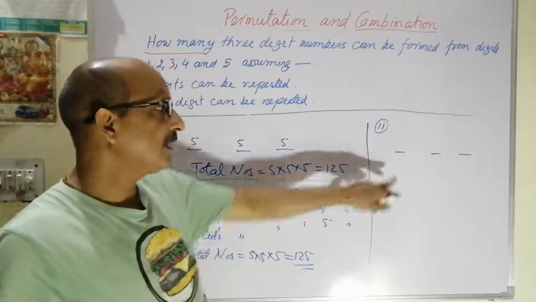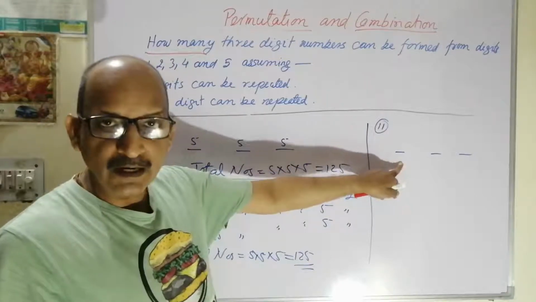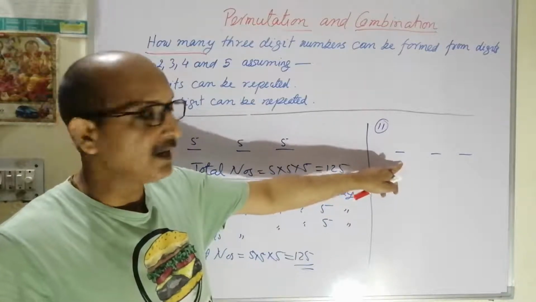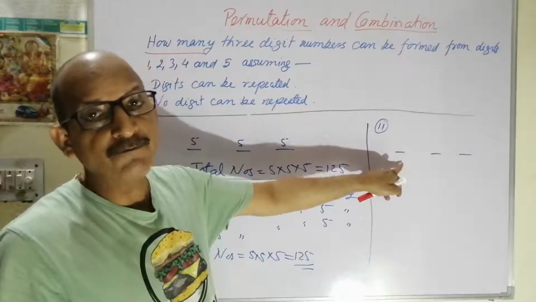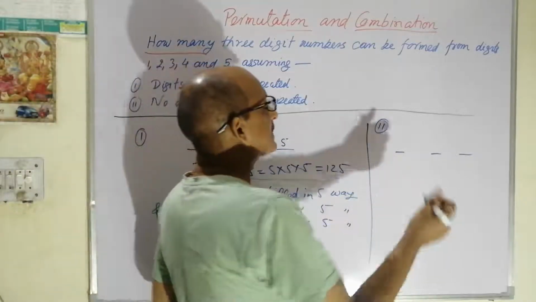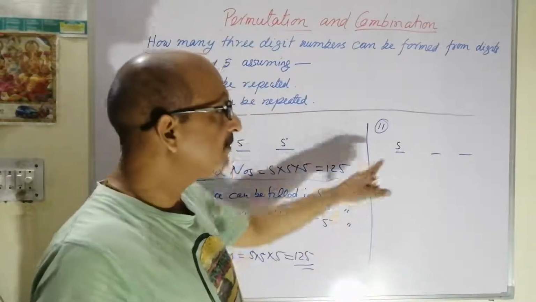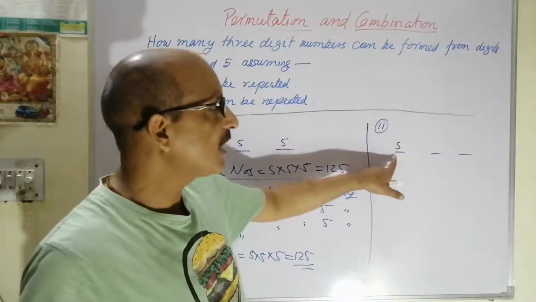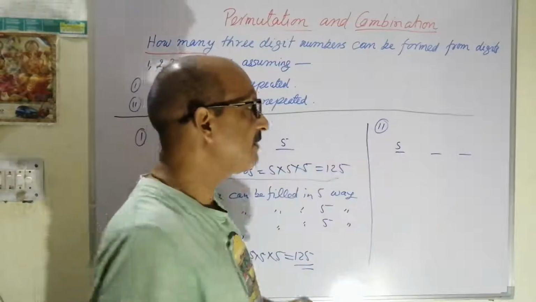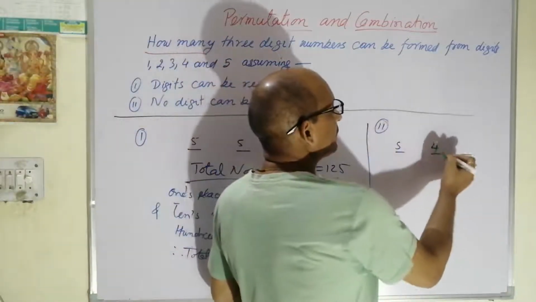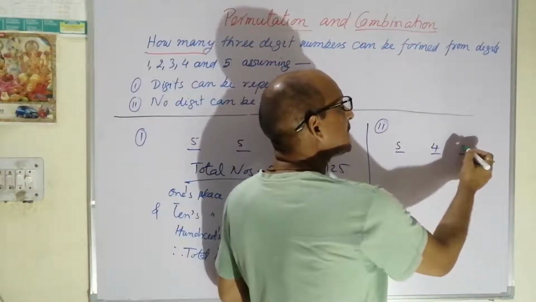Means that 1 can be kept here, or 2 can be kept here, or 3 can be kept here, or 4 can be kept here, or 5 can be kept here. So this place can be filled in 5 ways. Now any number which is kept here can't be repeated. So this place can be filled in 4 ways only. And similarly this place can be filled in 3 ways.